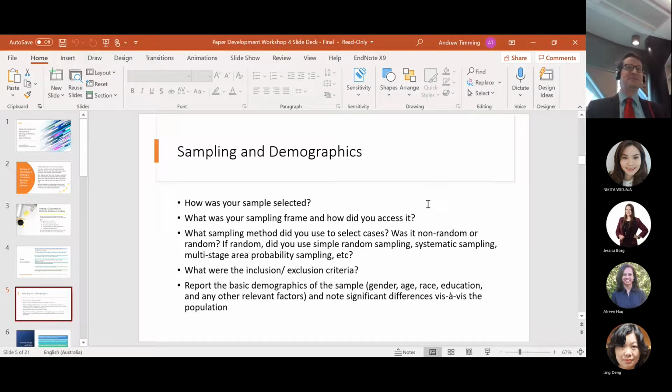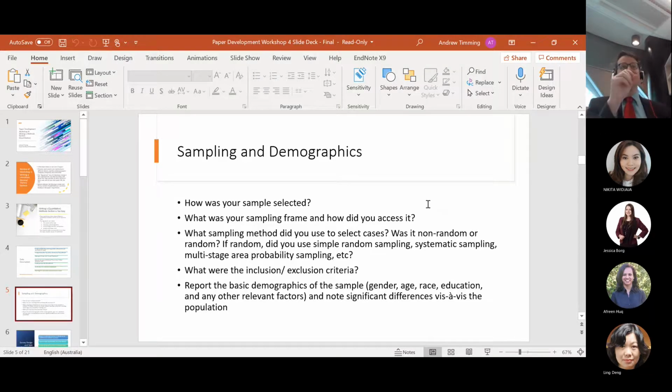Was it a non-random sample, in which case individuals in the sample were sort of thrown together at convenience, or was it a random sample where every individual within that sample had an equal probability of selection vis-a-vis the wider population? And if it was a random sample, did you use simple random sampling? Was it a systematic sampling technique, a multi-stage area probability sampling technique, et cetera, et cetera? But what's important here is for the reader to understand what the key inclusion and exclusion criteria were in terms of why you included some individuals in your sample and why you excluded other individuals from the sample.